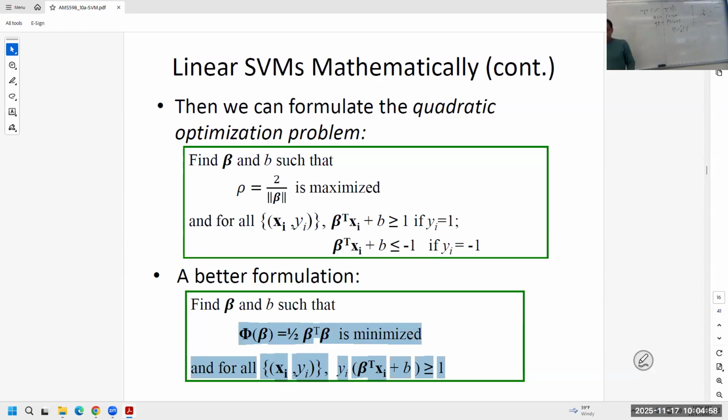Now, how do you minimize this problem? Say that again. Double differentiation.